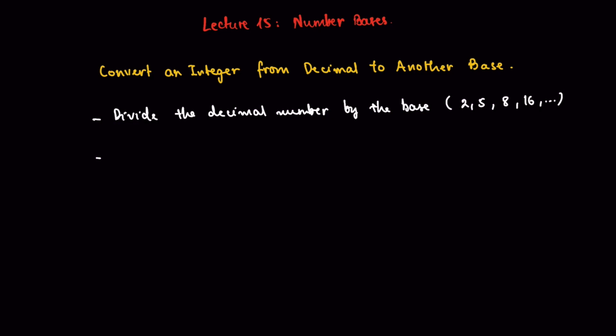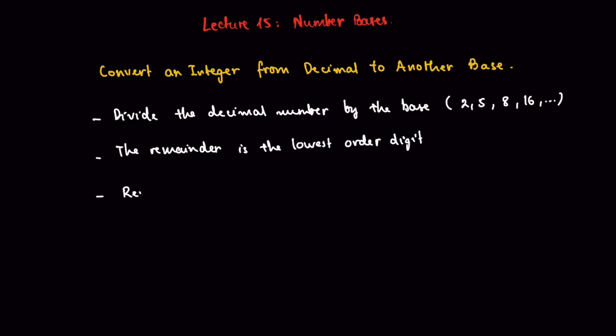Now the second step is that the remainder is the lowest order digit. In the first step, when you do divisions, you're going to get an integer quotient and a remainder. And the remainder is the one that we're looking for in the second step.